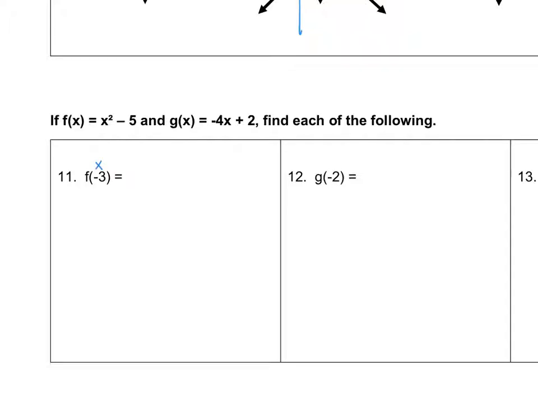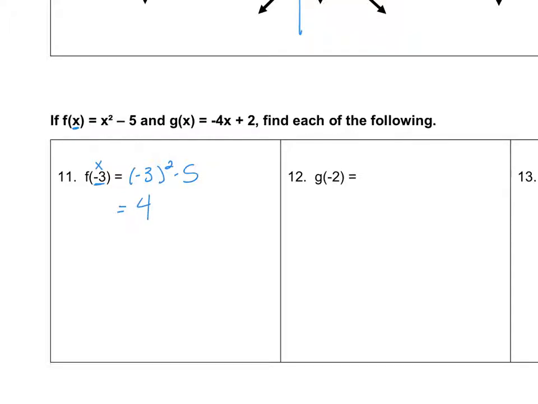Notice this negative 3 is in the parentheses, and that replaces what was in my parentheses up there, which is x. So all I'm going to do with that negative 3 is plug it back into my function every time I see x. So here I'm going to put negative 3 squared minus 5. I can plug that all into my calculator. Negative 3 squared minus 5 just gives me 4.